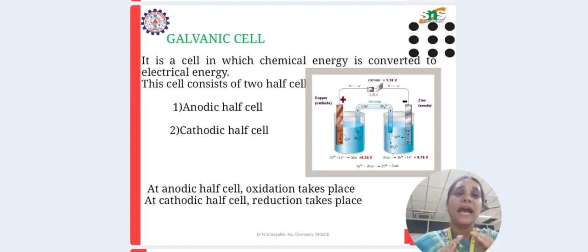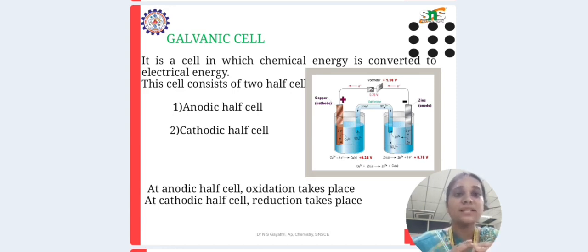In the anodic half cell oxidation takes place. In the cathodic half cell reduction takes place. Oxidation is a loss of electrons, and reduction is a gain of electrons. So at the anode a loss of electrons takes place, and at the cathode reduction takes place. That is, anodic oxidation and cathodic reduction.